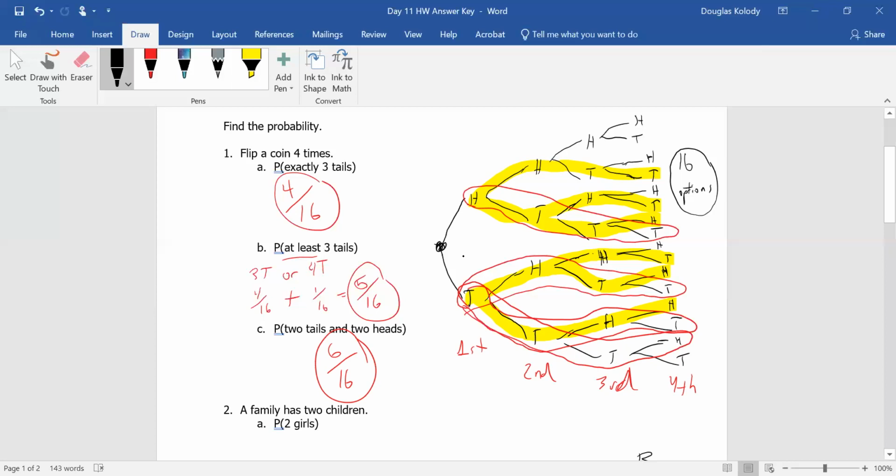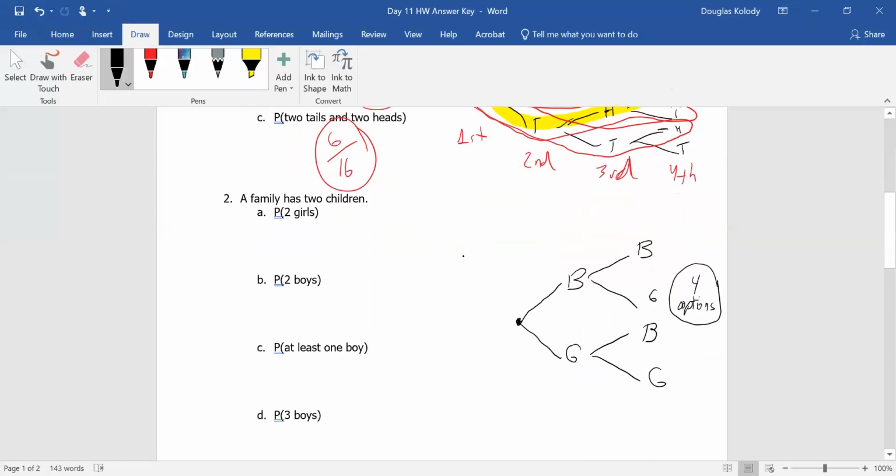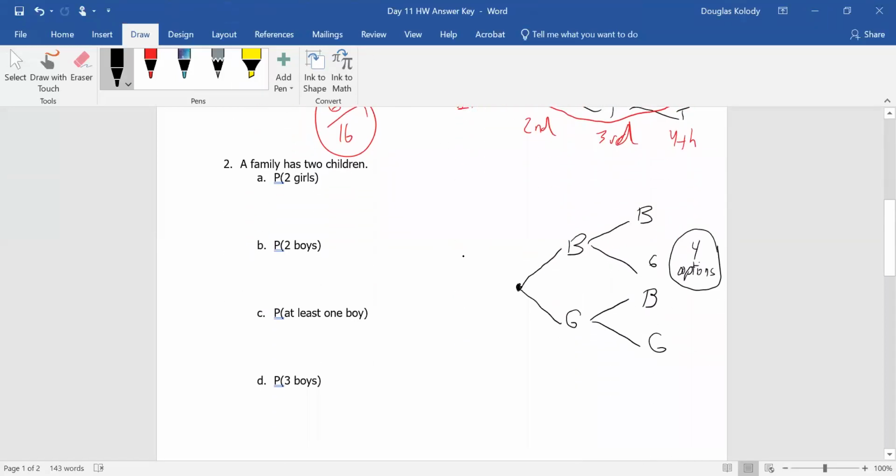All right, let's slide on down. Family has 2 children. Oh, this is an easy tree diagram. The first child is just a boy or girl. The second child could be boy or girl. So 2 girls, there it is right there. Just 1 branch out of 4. My denominator is 4 for all this because there's 4 things on the last branch. All right, and 2 boys. That's right there. That's another 1 branch out of 4.